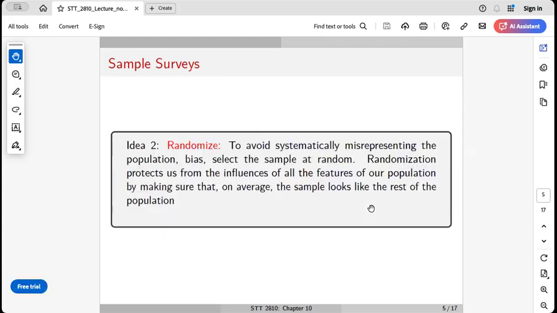The other idea is that if we want to select a sample, we should randomize. When we randomize, it helps us solve the problem of being biased.